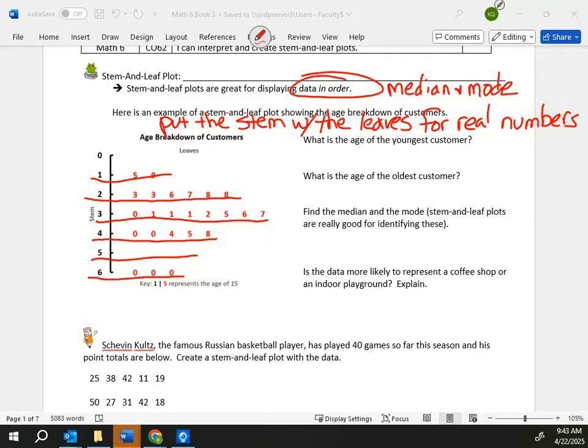Any questions on the stem and leaf plot? Star, put the stem with the leaf. Always the biggest mistake people make. Put the stem with the leaf.